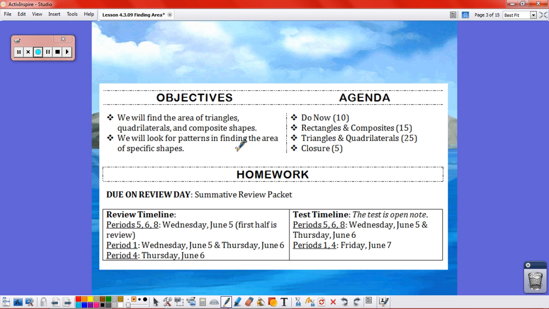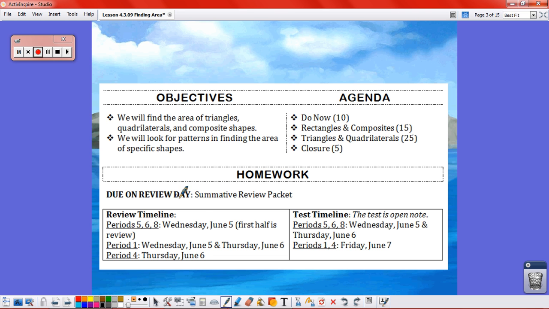So we're going to find the area of triangles, quadrilaterals, and composite shapes and start looking for patterns for finding the area, because next time we're going to move on to actually looking at formulas for area and translating what we talked about today into finding those formulas.